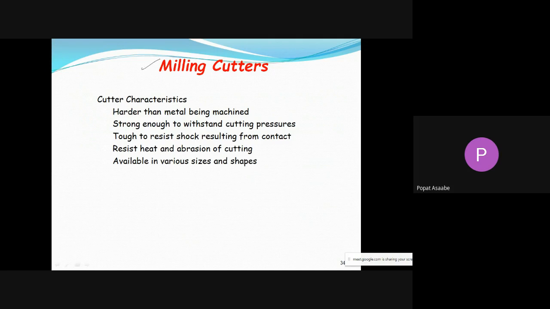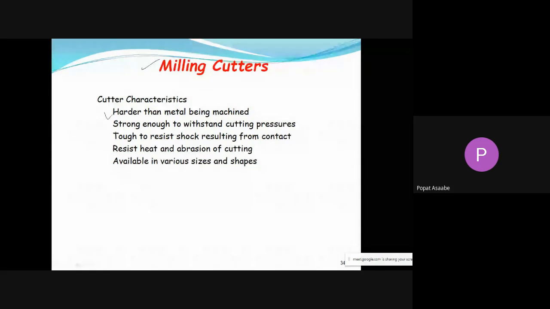Now we are going to discuss the different types of milling cutter, which type of milling cutter we are going to use on that milling machine. Before that, first we will discuss what properties are required of that milling cutter. Generally, the following properties must be there. The milling cutter should be harder than the metal being machined, means your cutter should be harder than your workpiece.